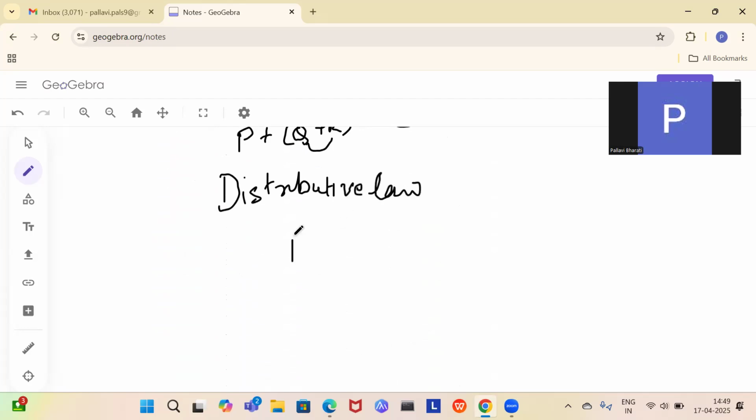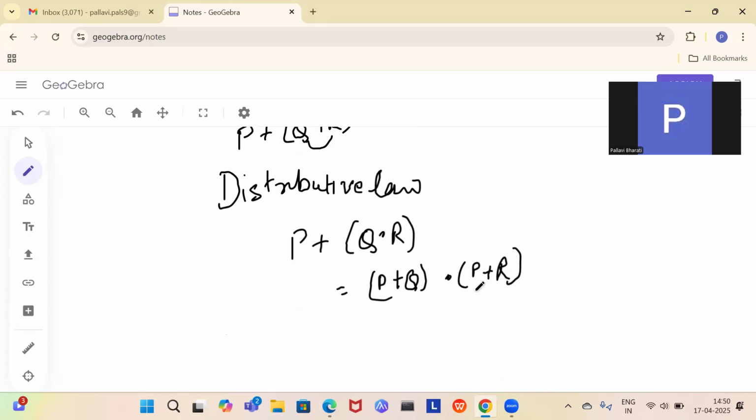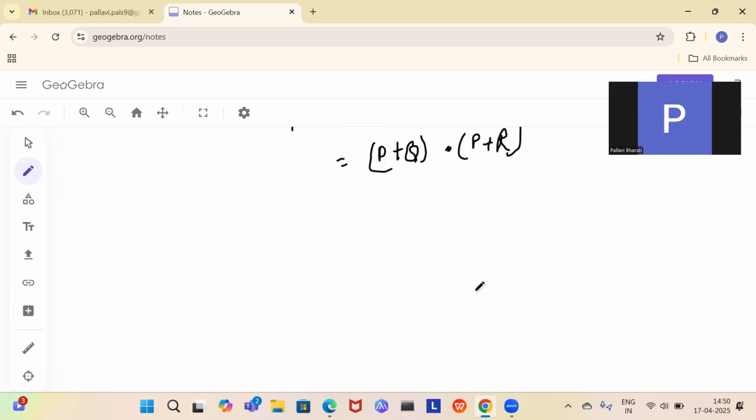If I take the distributive law, here what we are doing is P plus Q dot R. So first you have this OR operator and then you have this AND. So you can just distribute this plus on P plus Q dot P plus R. This is your distributive law. So these things, associativity, commutative, and distributive, are the same as what you have in maths. And you must have also done these things in set theory, right?